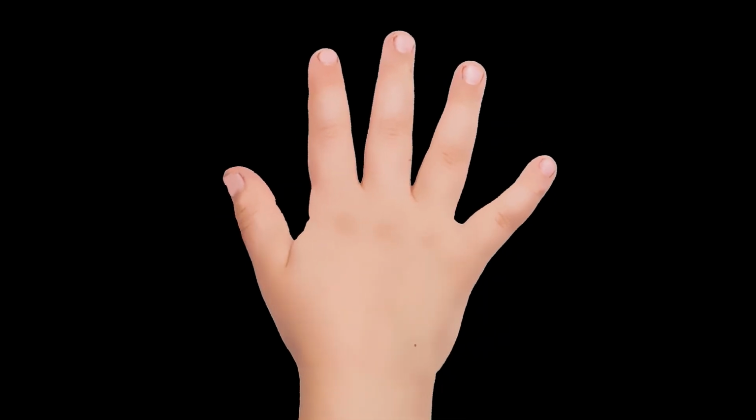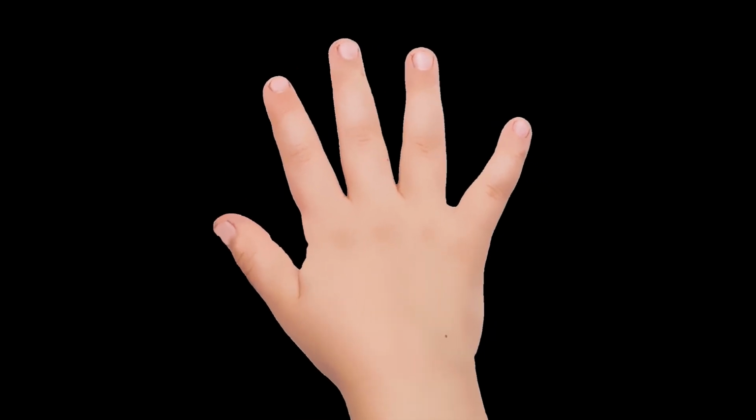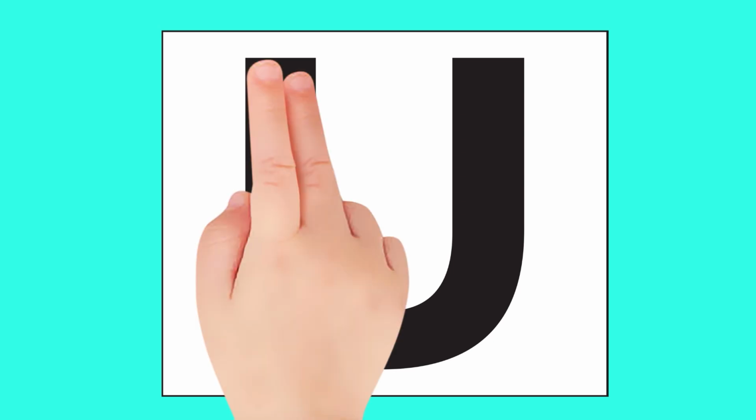This is big letter U. U is the name. Ah is the sound. These are our 5 fingers. We will use these 2 fingers. Now, we are going to learn by tracing. We start from here.